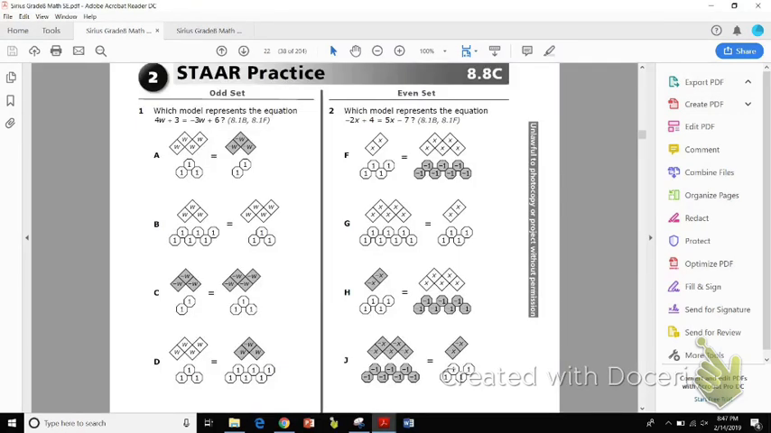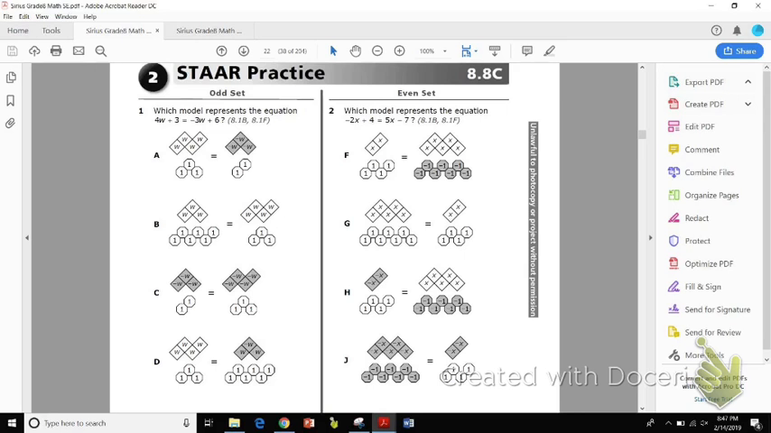Alright, kiddos, but another thing that they can ask y'all to do, they could either ask y'all to solve it, or they can ask y'all to compare, to see which model represents the following equation. So here, ladies and gentlemen, they're telling us, as I just said, which model represents the equation 4w plus 3 is equal to negative 3w plus 6. Alright, so looking at our different answer choices, let's look at the first one here.